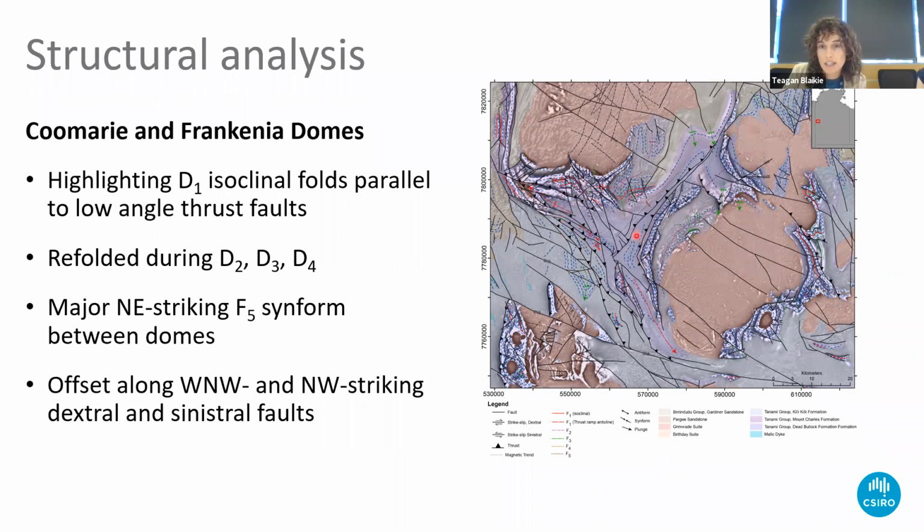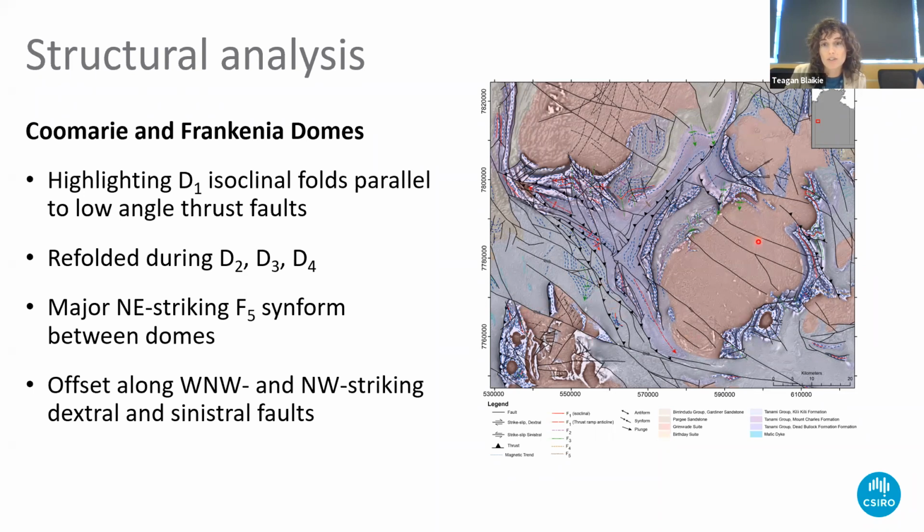In this area here, we can actually see the refolding of F1 folds by both northeast striking F2 folds, as well as approximately north-south to north-northwest striking F3 folds, which plunge towards the south. So within this region, you get a series of complex fold overprinting relationships, which we've had to unravel to devise the structural framework for the area.